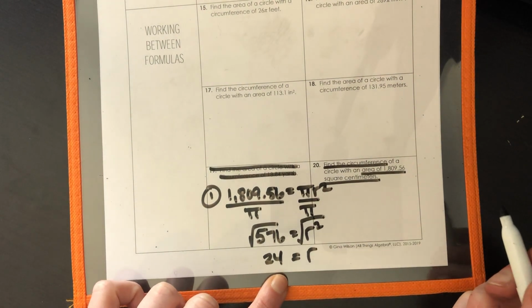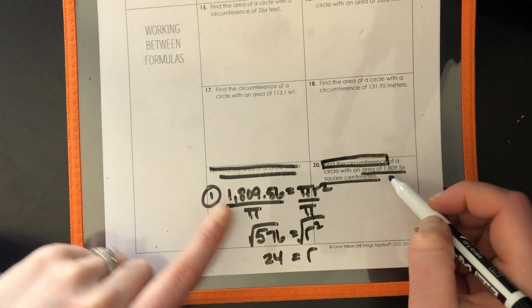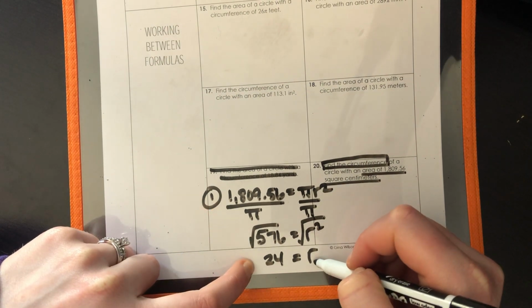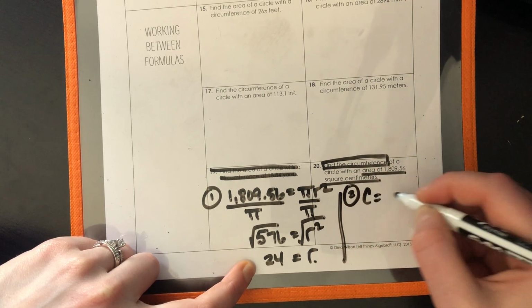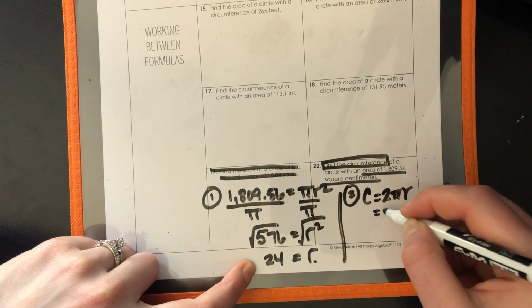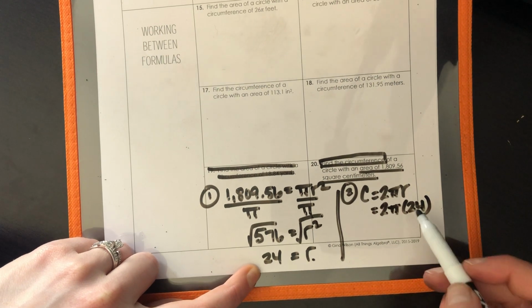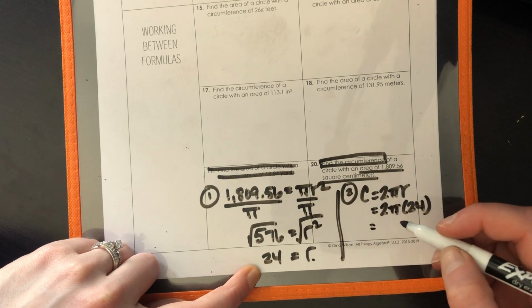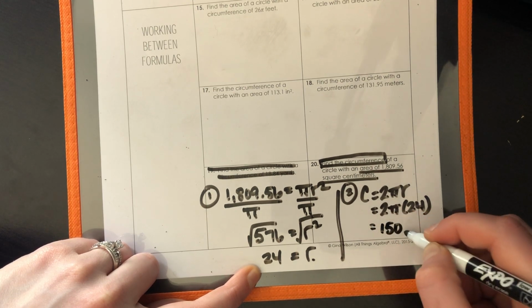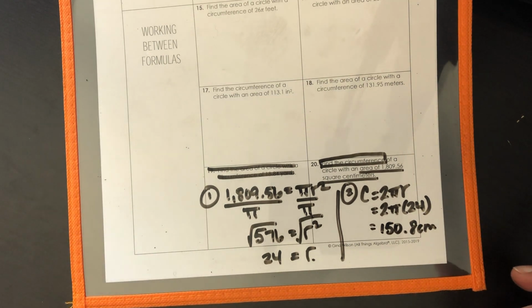So now that I found the radius, now I can find the circumference. I use the area to my advantage to find the radius to now find circumference. So step 2, circumference is 2 pi r. 2 pi, we found the radius to be 24. 24 times 2 is 48. 48 times the pi button is about 150.8 centimeters. I'm finding circumference. If it said find the area, then it would be centimeters squared.